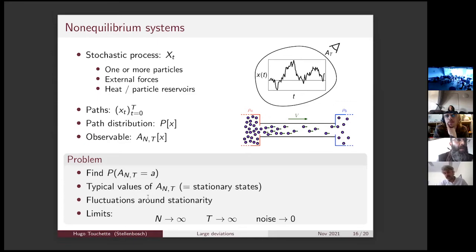Now here, there are different limits. You can have many particles, long time observation, and in many cases, the macroscopic limit where the volume and number of particles go to infinity, you can map this into a small noise limit. This is what we call the hydrodynamic limit or the macroscopic limit. So you can study this in effective ways using a low noise limit.